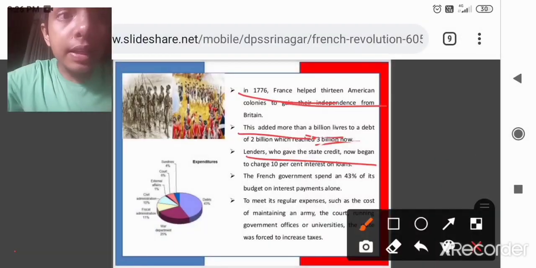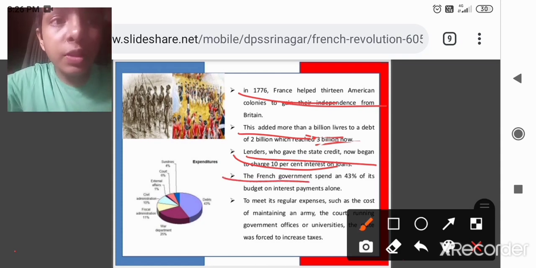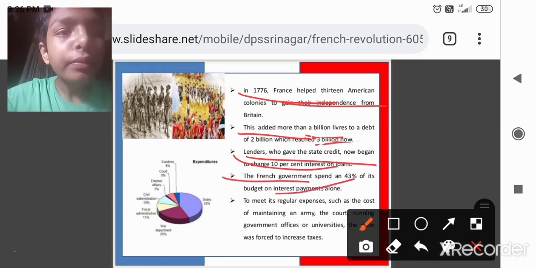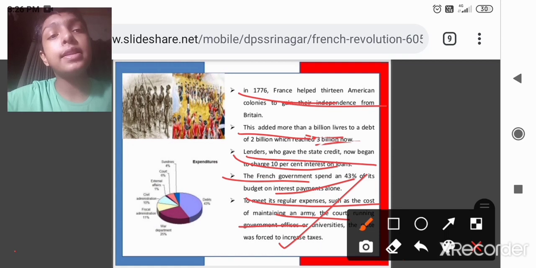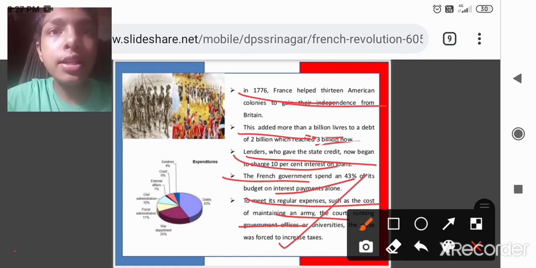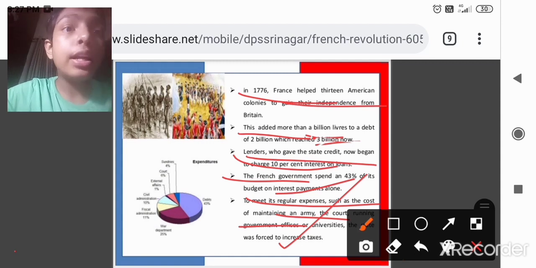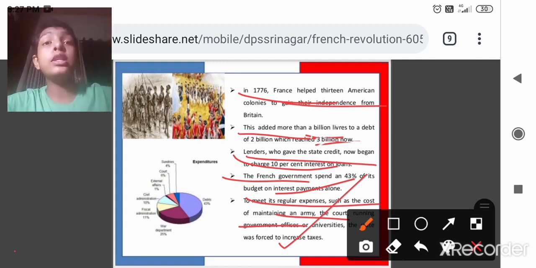Now lenders who give the state credit have to charge 10% interest. Then the French government spent 43% of its budget on interest payments alone. To meet its regular expenses such as the cost of maintaining an army, the court, running government offices or universities, the state was forced to increase taxes. अब अभी तक तो दो टैक्स थे ही, और भी कई थे इलीगल टैक्सेस. अब एक टैक्स और नहीं बढ़ा, जबकि जो टैक्स था उसी को और बढ़ा दिया गया.